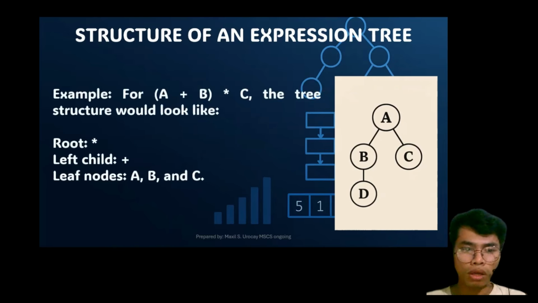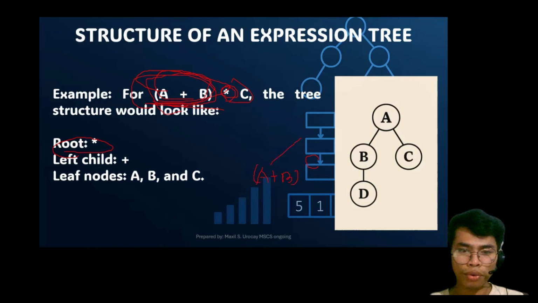Now, for example, for A plus B times C, the tree structure would look like this: the root node will be, for example, A plus B. So this is actually different, okay? Because A plus B has the highest precedence, so times C is the lowest precedence right now. So here, the lowest precedence is C, then over this will be the left subtree, and this will be the right subtree. So it will become C, then here will be A plus B, and their root node is the multiplication.